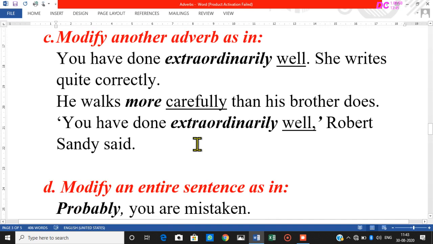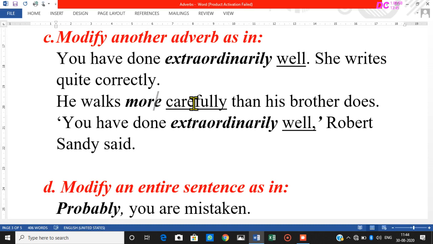So "more carefully": we make some more modification to the word which is already a modifier. So more also is an adverb. Now another example: he has done extraordinarily well. This is already done here, so no need.